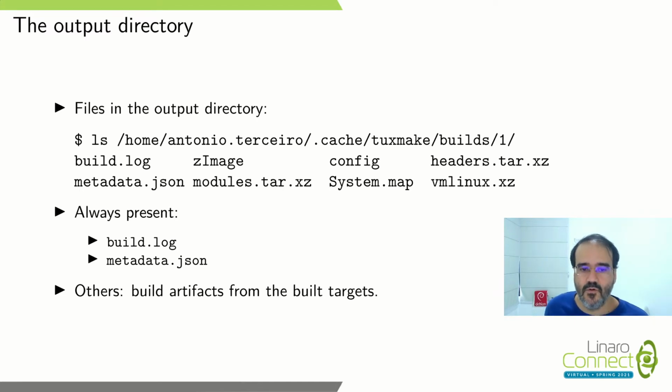Of those, the ones that are always present are build.log and metadata.json. Those are always present independent of what you are actually building, and the others are artifacts from the build targets. So if you only build the kernel, for instance, and not modules or headers, then you don't get a modules or headers tarball.